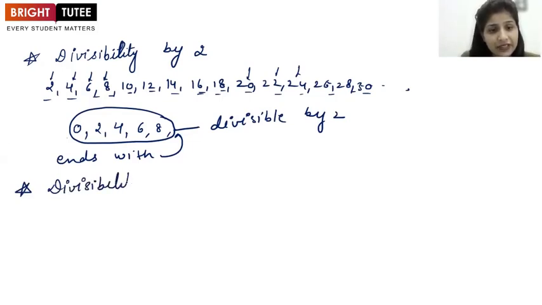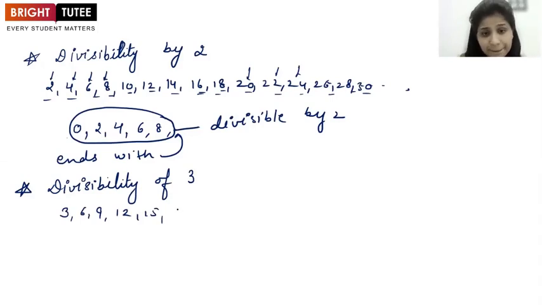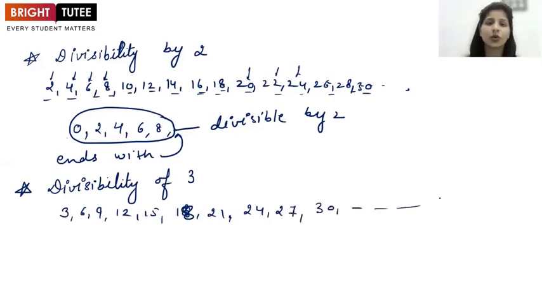So, in the divisibility rule of 3, let's write the multiples of 3 as we have been doing. So, 3, 6, 9, 12, 15, 18. Okay, after 18, 21, then 24, then 27, 30 and so on we will have, because multiples are infinite.